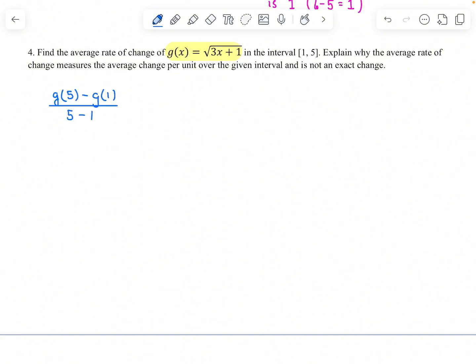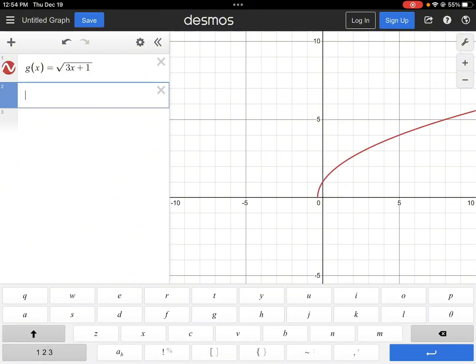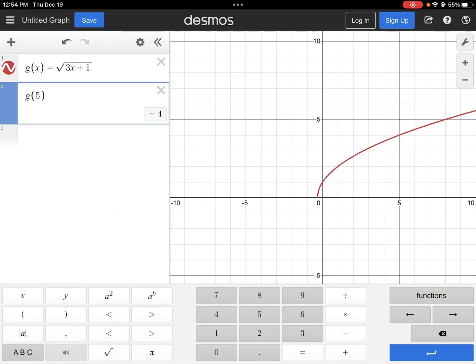And I'm going to go ahead and use Desmos to evaluate g of 5 and g of 1. So I've gone ahead and entered the function into Desmos, and now all that's left to do is evaluate g of 5 and g of 1. So we have g of 5 and g of 1. So when x is 5, g of x is 4, and when x is 1, g of x is 2.